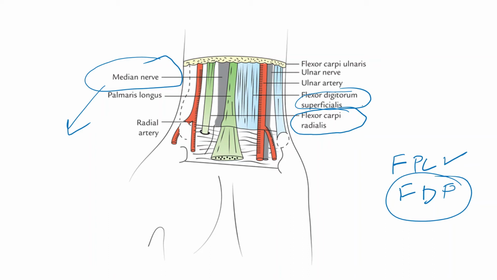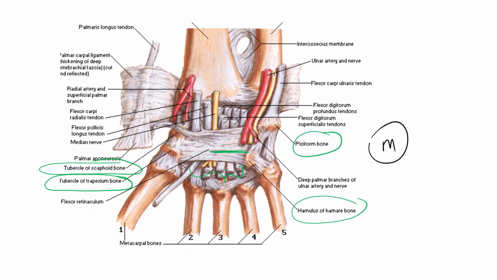So all these are the structures which pass deep to the flexor retinaculum, whereas the structures which are superficially related to the flexor retinaculum are the tendon of palmaris longus, the branch of the radial artery, the ulnar nerve and the vessels, and the flexor carpi ulnaris. So this is about the structures passing superficial and deep to the flexor retinaculum.